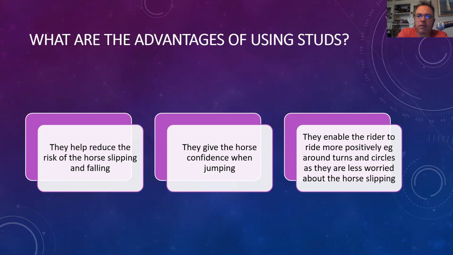Obviously, when I talked about rider confidence, if the rider's confident that the horse isn't going to slip, then the rider will be able to ride a lot more positively, engaging their leg and getting the horse to carry on moving forward. Sometimes when they're worried about slipping, they take the leg off the horse, and then the horse switches off.